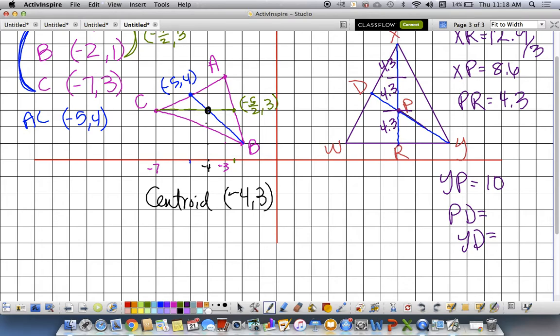Y to P is right here. What have we done with our median? Did we cut it into thirds? So that piece right there, I need to do what with? Divide it in half. So every section is how much? 5. So what is P to D? 5. What is Y to D? 15. Okay, divide them into thirds, and then put what you're given where it should be.